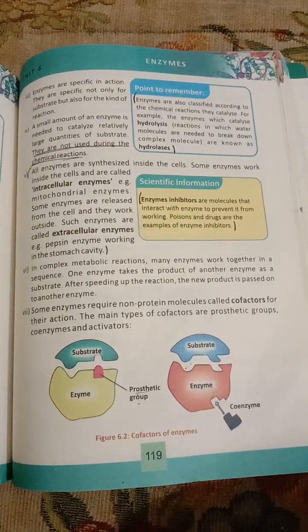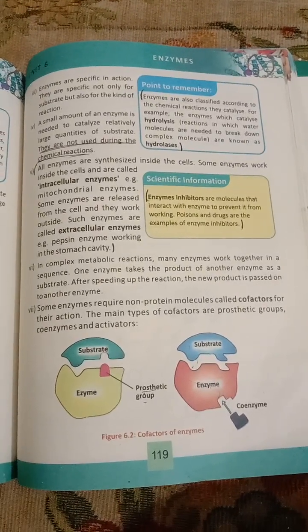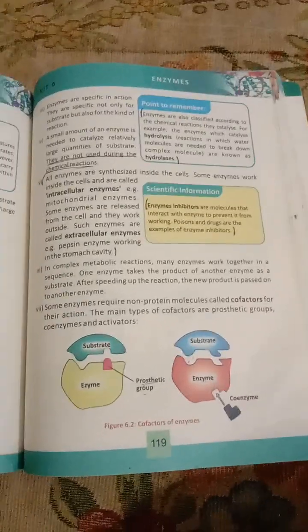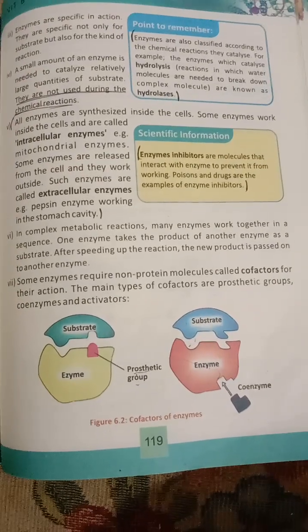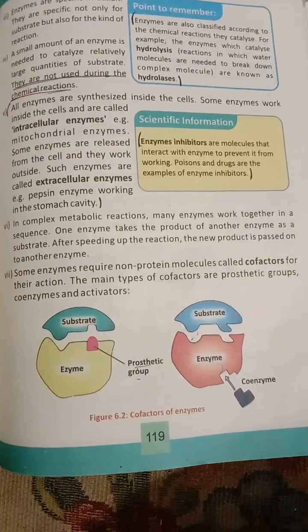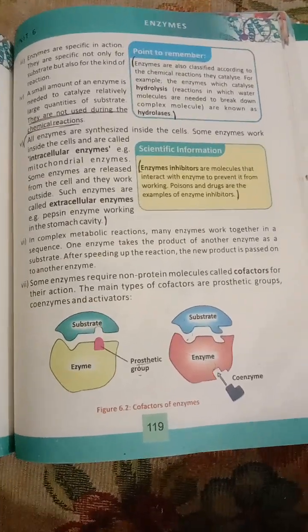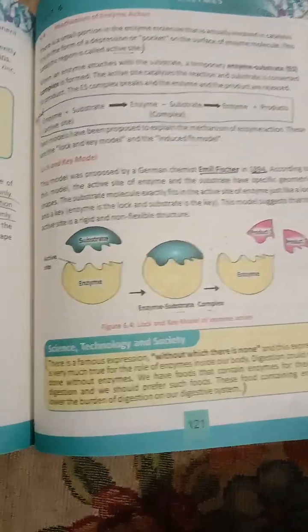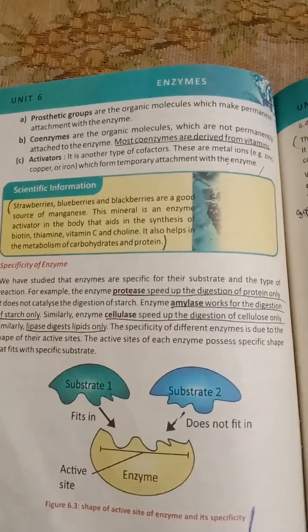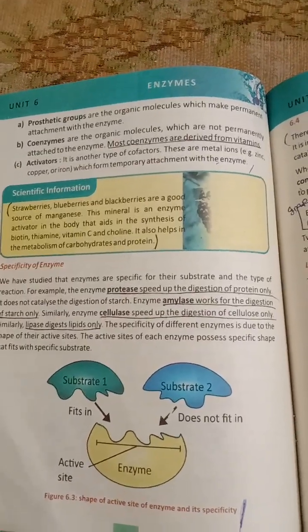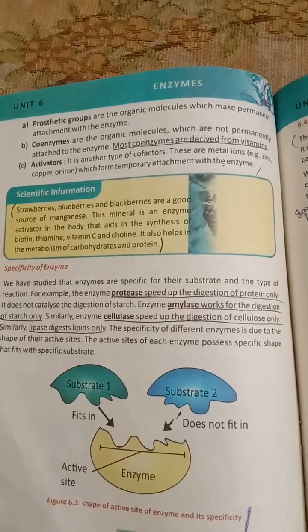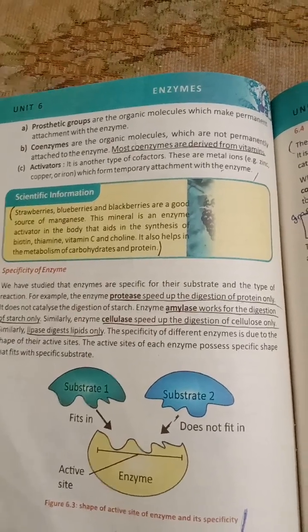The main types of cofactors are prosthetic groups, coenzymes, and activators. There are three types of cofactors: prosthetic groups, coenzymes, and activators. Now we will see these three one by one. What is a prosthetic group? Prosthetic groups are organic molecules which make a permanent attachment with the enzyme.